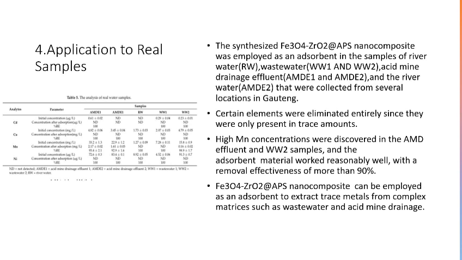The iron oxide nanoparticles modified with zirconium oxide were used as an adsorbent in water samples collected from the river, wastewater, and acid mine drainage from several areas in Gauteng. Certain elements were eliminated entirely because they were only in small amounts. High concentrations of manganese were discovered in the acid mine drainage and wastewater samples, but the adsorbent worked effectively, with removal of more than 90%. The adsorbent can be employed to extract trace metals from complex matrices such as wastewater and acid mine drainage.